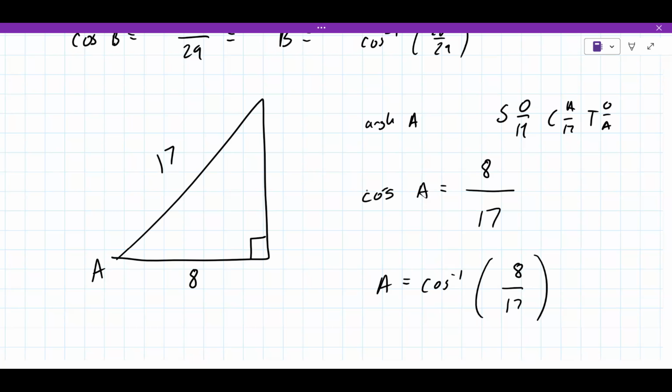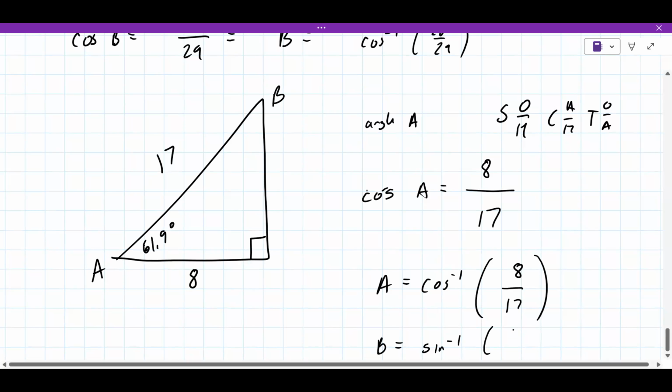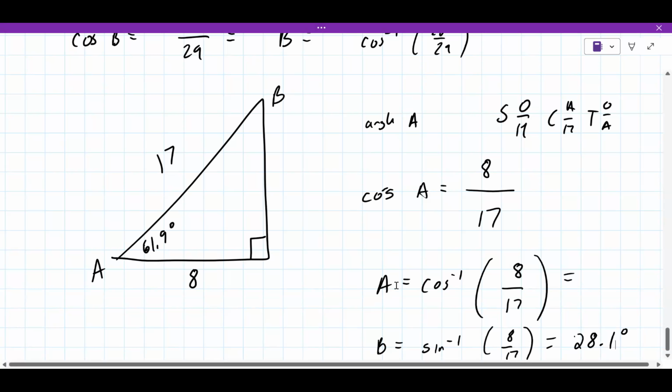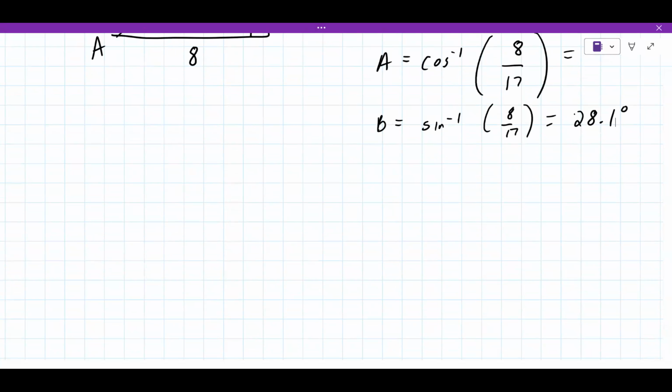61.9 or 62, whatever. And then let's do B here. Go ahead and calculate this for us real quick. Sine inverse of 8 over 17 as well. What does that become? 28.1 maybe? Oh, yeah. Good. Okay, to summarize, we're basically out of time. Go ahead and stop the recording here.